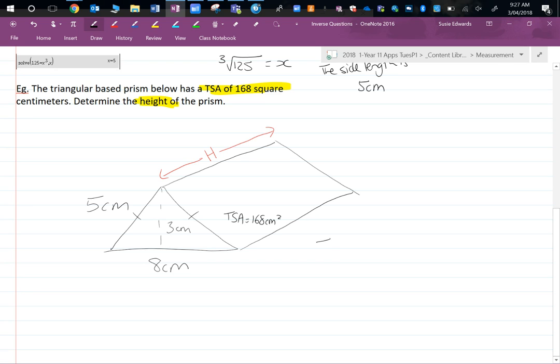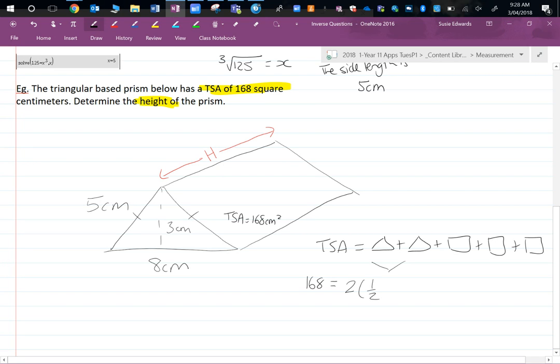So let's think about this. Our total surface area is a triangle plus a triangle plus a rectangle plus a rectangle plus a rectangle. So I need to put that all into one equation because we're going to solve. We know our total surface area is 168. How do we find the area of the two triangles? Half base times height. But we're going to do two of them, so we can say 2 times half. What's the base? 8 times the height, which is 3. That gives us the two triangles.